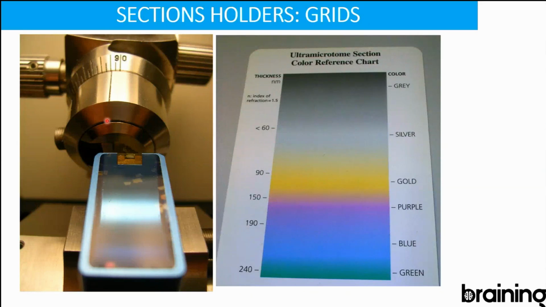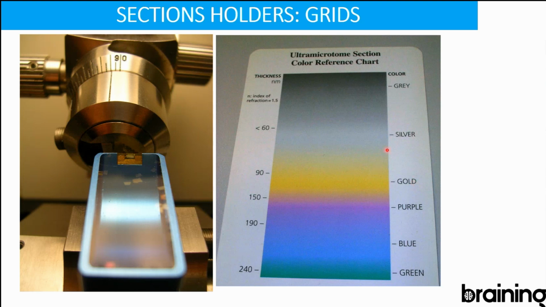Well, here's again the same picture with the water tray and then the knife over there, and there's some sections floating on top of the water. Okay, so to make sure that I'm getting from this water tray the sections that are really good for looking at in the electron microscope, I need to go to this chart, because actually the sections need to be around 60 to 90 nanometers thick, from silver to gold. So the previous one that I was showing you, they're actually pretty good to look at the EM level.